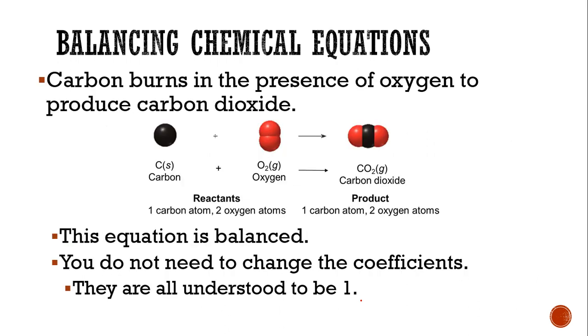Carbon burns in the presence of oxygen to produce carbon dioxide. This equation is considered balanced because if we look on the reactant side, we have 1 carbon, 2 oxygen, and on the product side, 1 carbon, 2 oxygen. You don't need to change any of the coefficients. They're all understood to be 1.